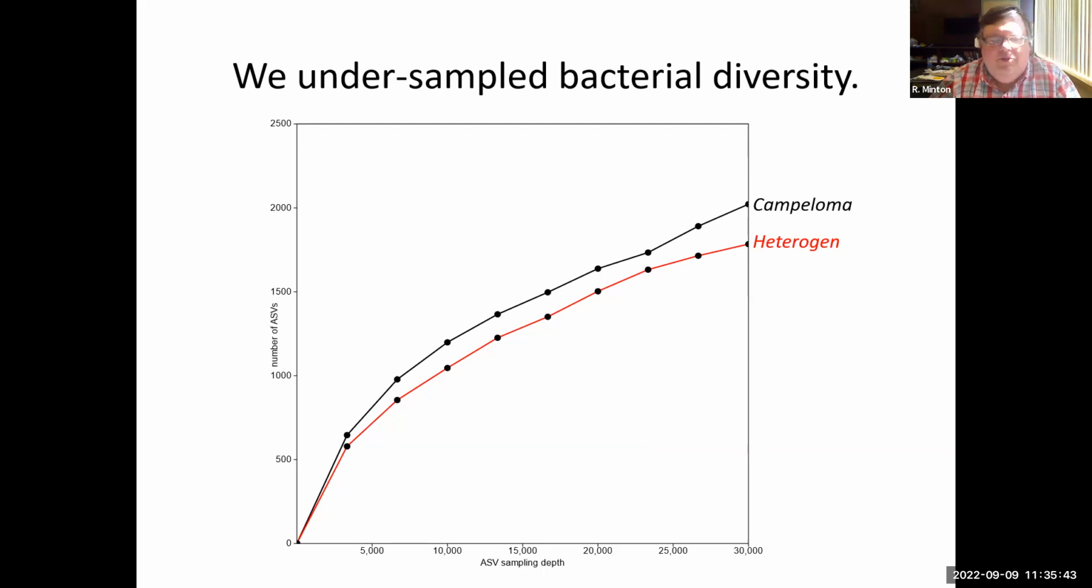A lot of times when you're dealing with gut microbiomes, especially ones that haven't been well studied, you don't have any idea where you're at. So probably around 60,000, if I remember correctly, is where we should have been. And we were at 30,000 because that's what we could afford.